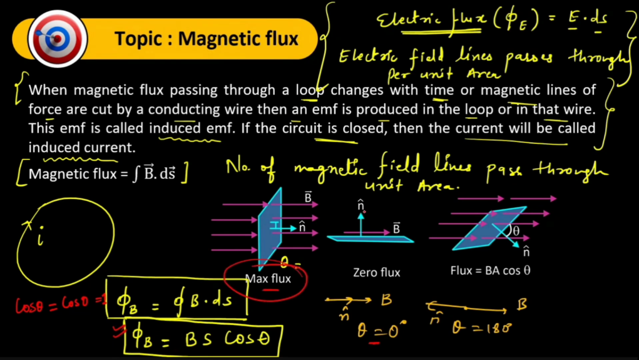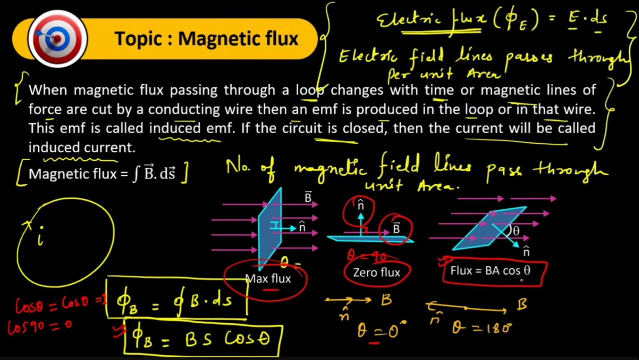Whereas if the area vector and the magnetic field are perpendicular to each other, that is, theta becomes 90 degrees, we know that cos 90 is nothing but 0. So ultimately we'll see zero flux. And in any other case where there is some angle between the area and the field line, we'll say that the flux is B dA cos theta. So we have to use that value of theta, whichever it is. It is the angle between the area and the field.